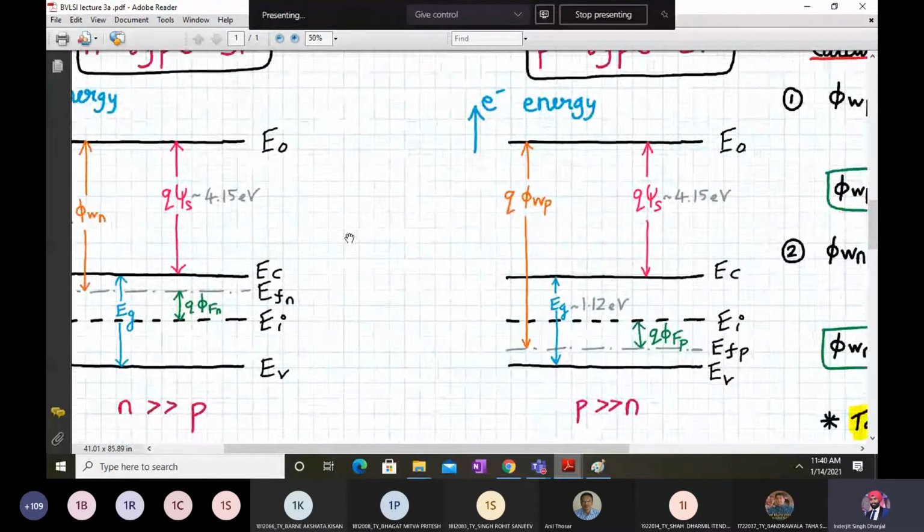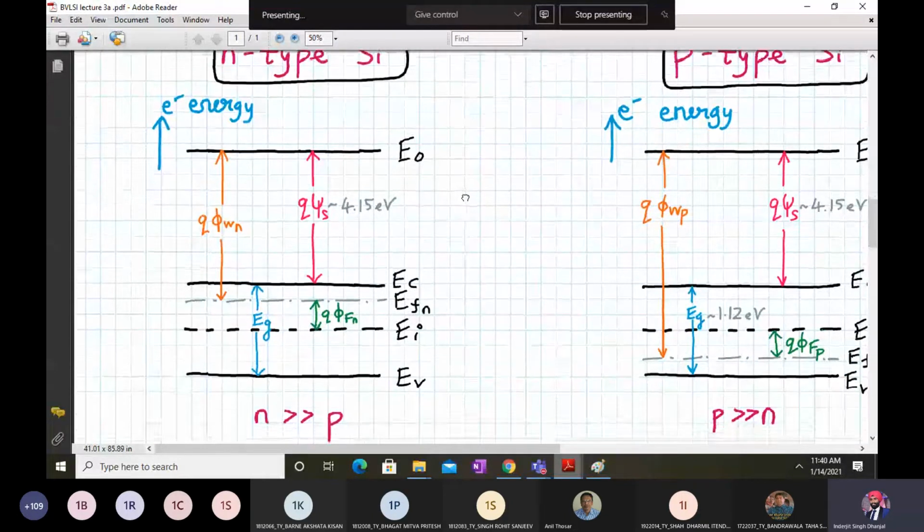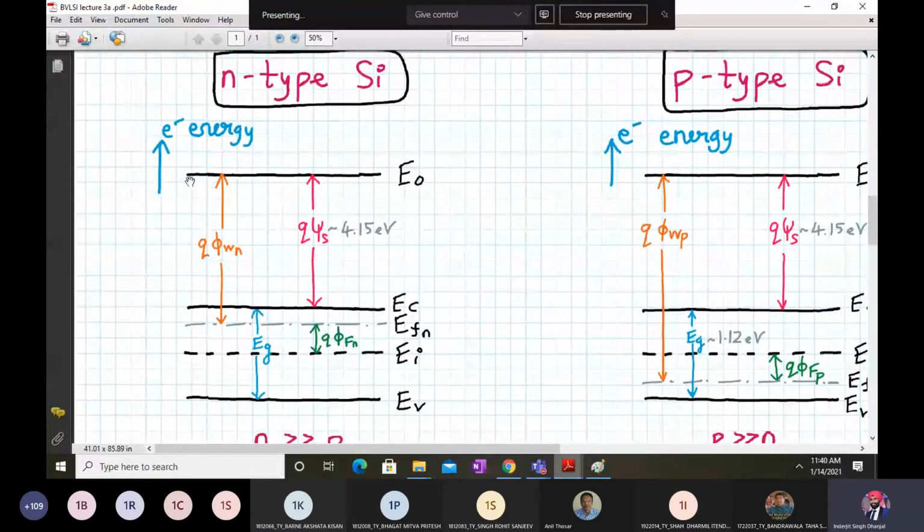First we'll see the energy band diagram for N-type silicon, where the number of electrons is more compared to the number of holes. We first start with drawing E naught. With an energy difference of Q into psi s, which is around 4.15 electron volt, we draw EC, which is almost a flat line, and then we draw EV, the valence band, with an energy band gap of 1.1 electron volt, and in the middle we have EI. The intrinsic Fermi level is always in the middle of EC and EV.